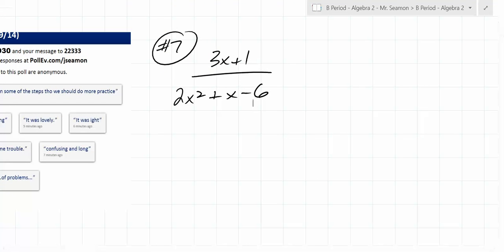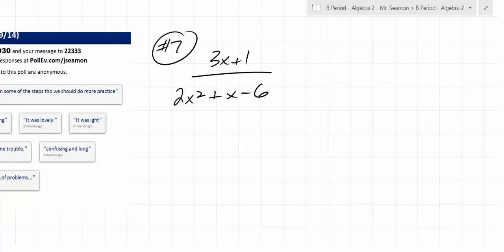So when you're finding the domain of a rational function, you're trying to find all the real numbers that you can plug in, which are all the real numbers that don't make the denominator 0. So you're looking for the numbers that do make the denominator equal to 0. Those are the ones that are not going to be in the domain.